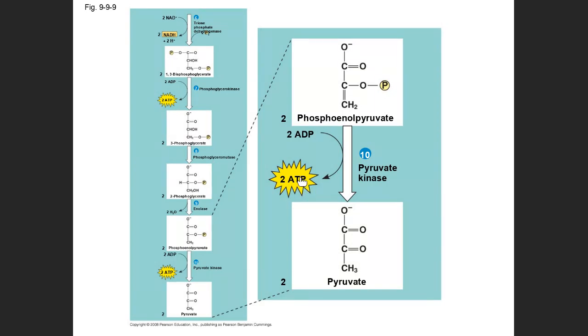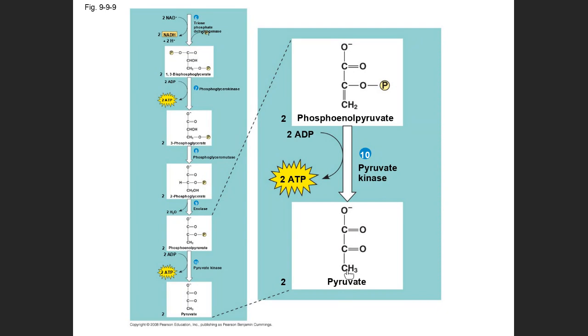Remember, a total of 4 molecules gets made, but since the cell had to use 2 molecules to start glycolysis, we just talk about a net production of 2. And we finally end up with our pyruvate or pyruvic acid. And there's 2 of these, right? Because our 2 3-carbon pyruvates originally formed a 6-carbon glucose.